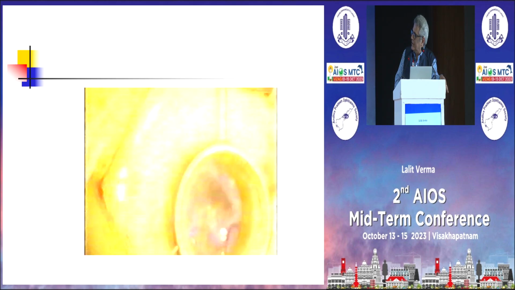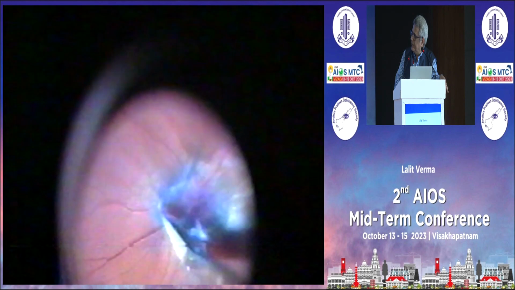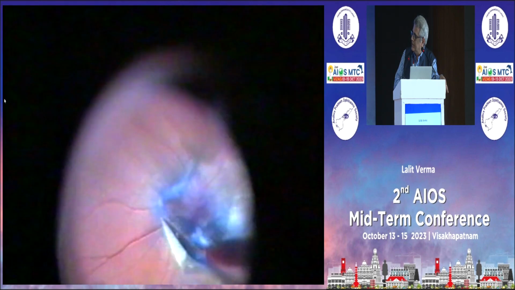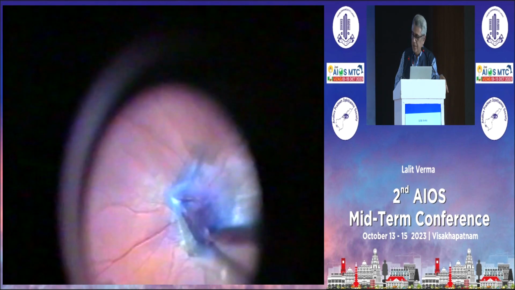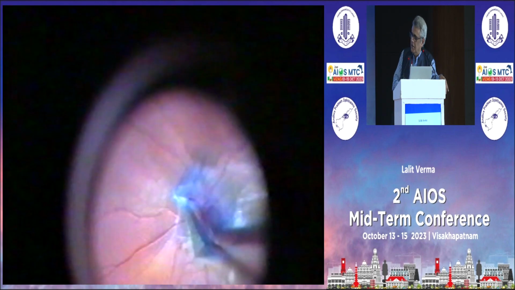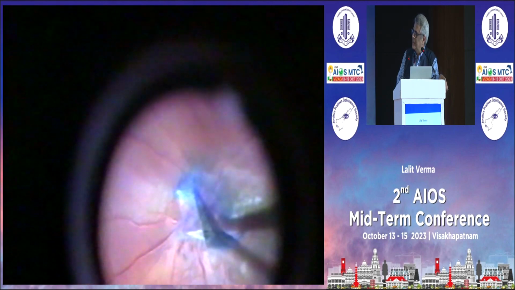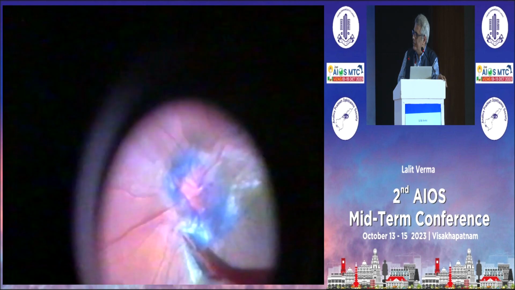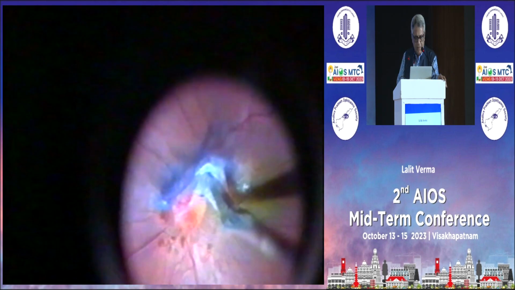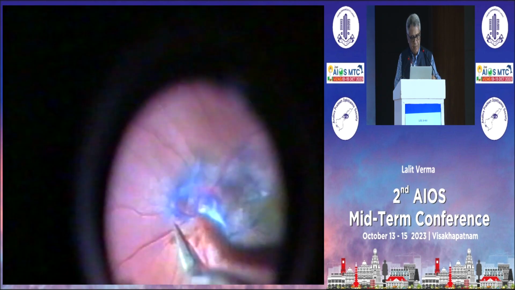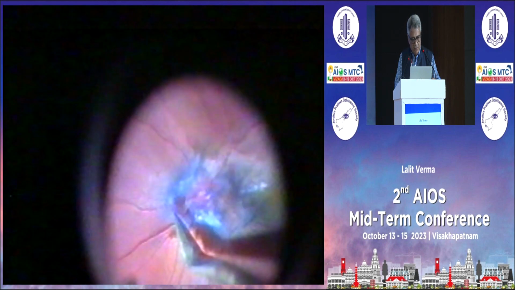So I'll just rush through a couple of videos here. Only thing is this system is not working here. So this is an ERM which I have stained with trypan blue. The issue I'm facing is that it is running there, but it is not coming here.